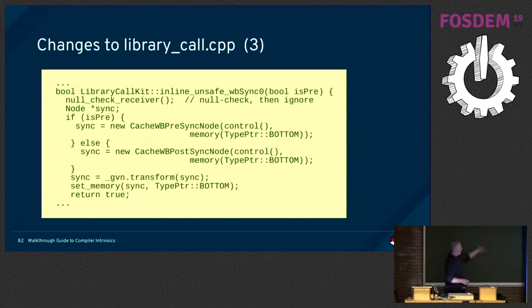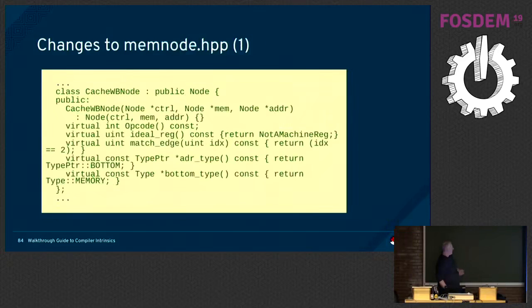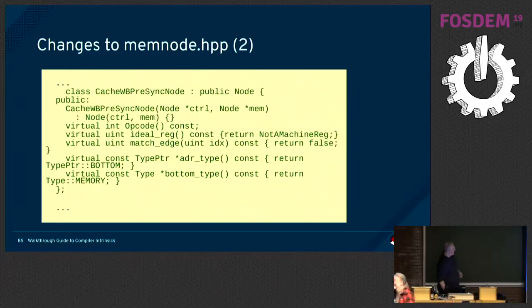Okay, and there's a similar thing. If we call the writeback sync method, we'll create a pre-sync node or a post-sync node. They need to be linked in the controller memory structure. They're both memory nodes, so they become the new tail of the memory chain. And the actual nodes are just classes. They're instances of class node. They have 3 inputs, which they pass up as their 3 ins. They have a bottom type, which says, I'm of type memory. That means the back end knows that they need to be processed as memory nodes. They'll get a memory input. Okay, no problem.